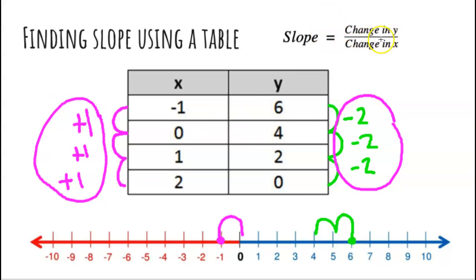So now I just need to plug it into my formula. My change in y is negative 2, and my change in x is positive 1. And so negative 2 over 1 is going to simplify down to negative 2, because remember, negative 2 divided by 1 is negative 2. So our slope for this table is negative 2.